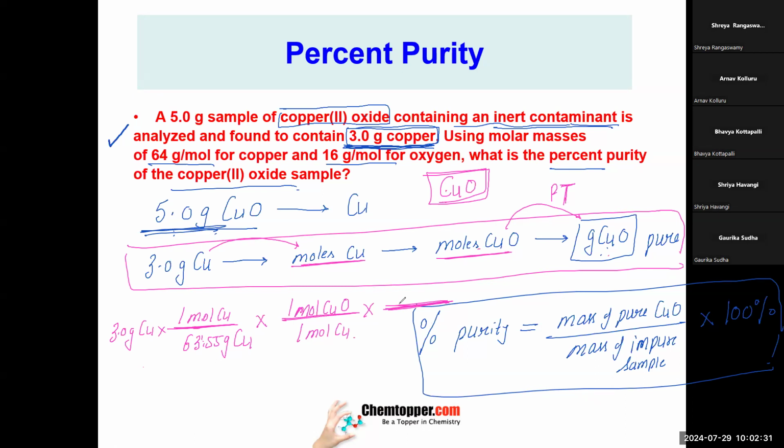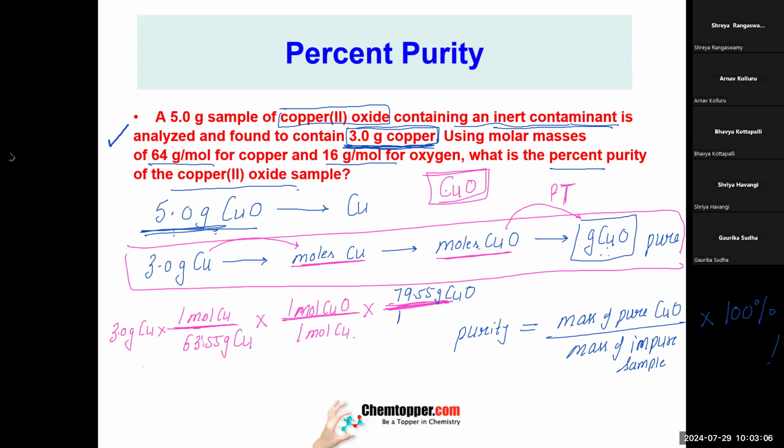So what is the ratio here? Okay, very good. 79.55 grams of CuO divided by 1 mole of CuO. Cancel all the units. Check whether your ratio is correct or not.